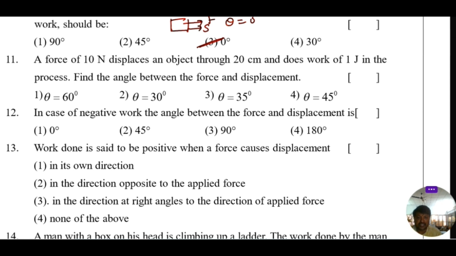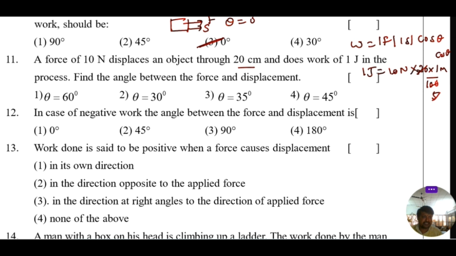A force of 10 Newton displaces an object through 20 centimeter and does work of 1 joule in the process. Find the angle between the force and displacement. We know very well, work done is equal to magnitude of F, S and cos theta. Work done is given as 1 joule, force is 10 Newton, displacement is 20 centimeter. Convert into meter: 1 by 100 meter into cos theta. Then this is 2, 1 ja, 2 5 ja, 5 1 ja, 5 2 ja.